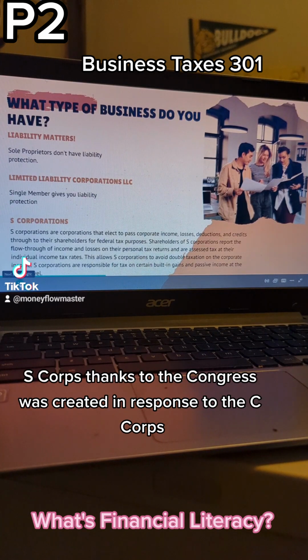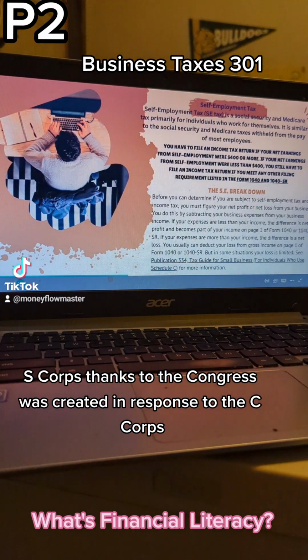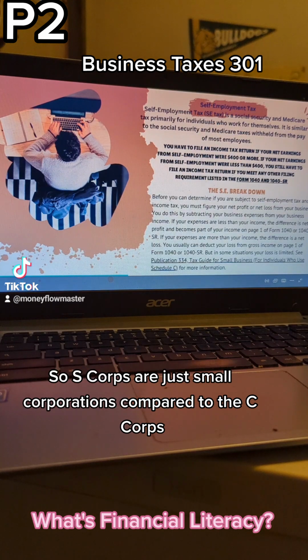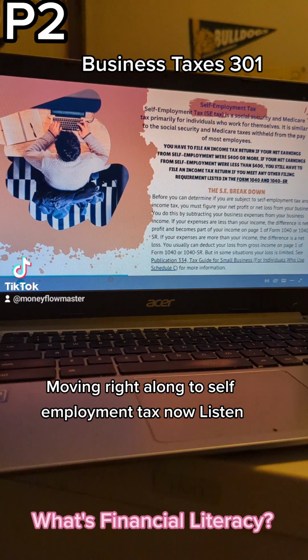Now, S Corps, thanks to the Congress, was created in response to the C Corps. So S Corps are just small corporations compared to the C Corps. Moving right along to self-employment tax.